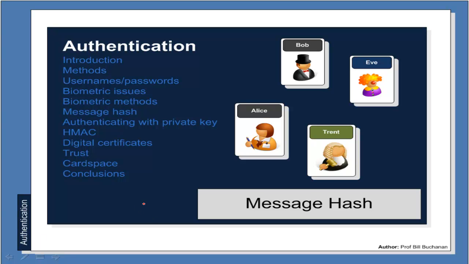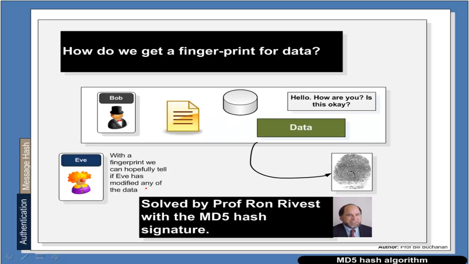A key element of authentication is the message hash. So how do we get a fingerprint for data? Well, this was solved by Professor Ron Rivest, one of the founders and inventors of the RSA algorithm, and he came up with an algorithm which allowed us to take anything, any user entity, files, data, messages, and so on, and to create a standard fingerprint for them.